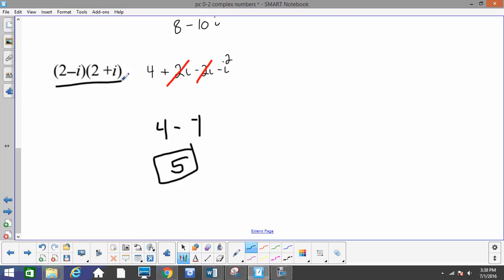You might remember this from Algebra 2. Those are called conjugates. Conjugates just have different signs in between the two terms. One will have a minus, one will have a plus. The main thing you need to remember with the conjugate is when you multiply it, if you've done everything correctly, you will have a real number as your answer. Multiplying two conjugates will always give you a real number.